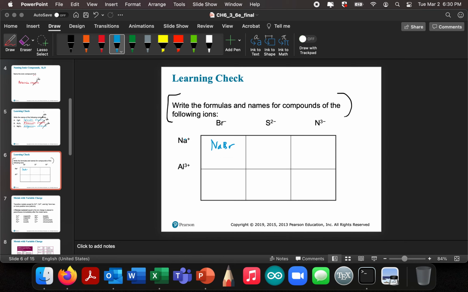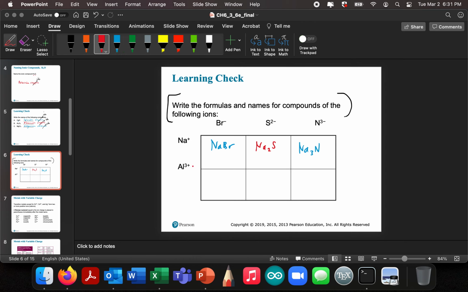Now if we have a plus 1 and a minus 2, it's going to take 2 plus 1s to match up with a 2 minus, and so it's going to be sodium sulfide. And then finally, I have a plus 1 and a minus 3. So it's going to take multiple plus 1s. How many? Well, 3, to account for the 3 minus. And so that's going to be sodium nitride.